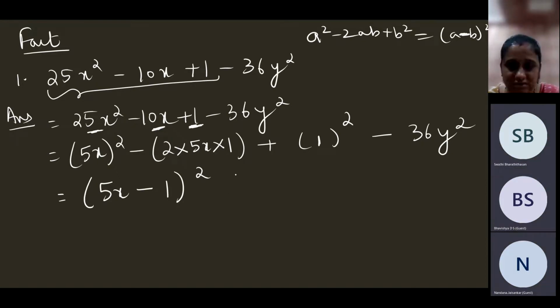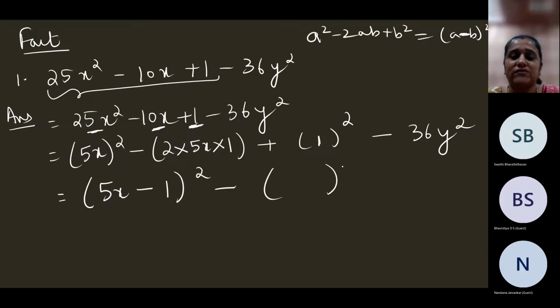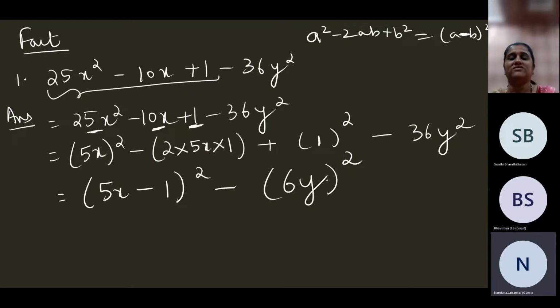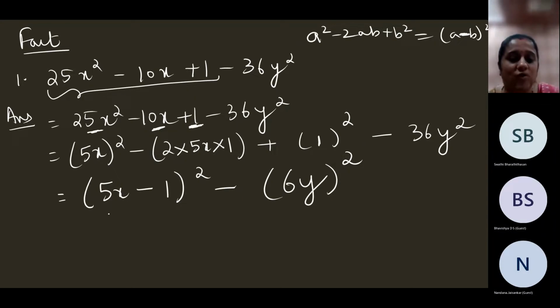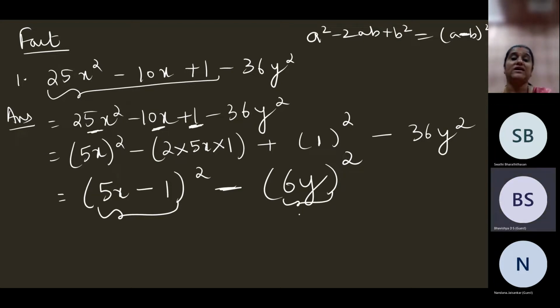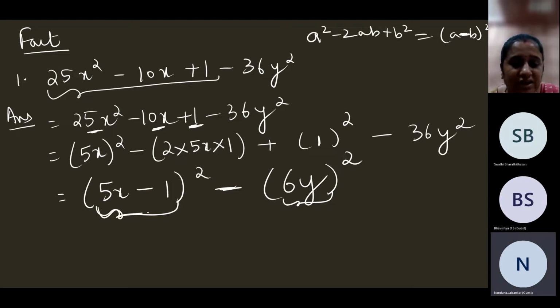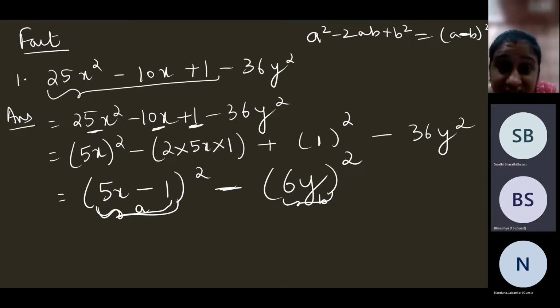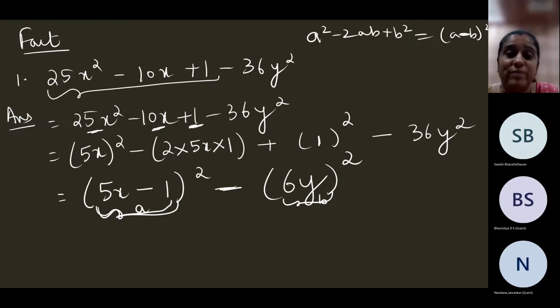Now what is that other term which we have not used yet? Minus 36y square. Now write that as a perfect square. 6y. Now this is of the form a square minus b square. See here, this is a and this is b. A square minus b square. What is a? 5x minus 1 is a.